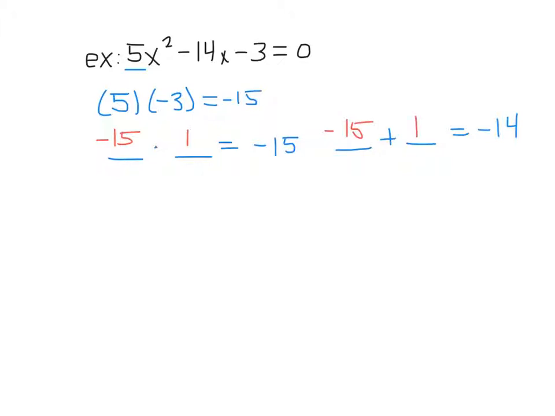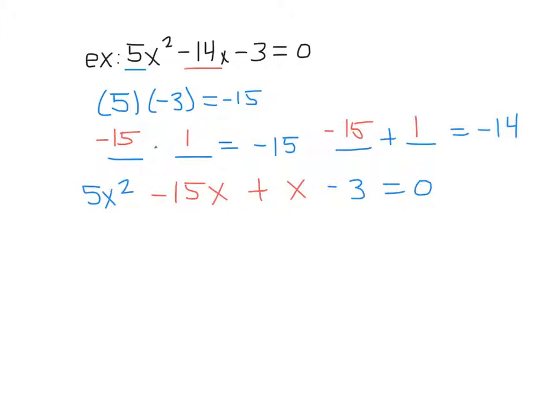So we're going to rewrite our quadratic. We keep the 5x squared. We replace the negative 14x with negative 15x plus 1x, or just x. And then we have minus 3 equals 0. All right, so we can see that if we just combined those two x terms, negative 15x plus x, we would get back to the negative 14x we had originally.